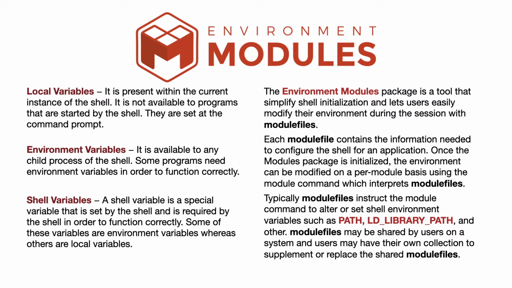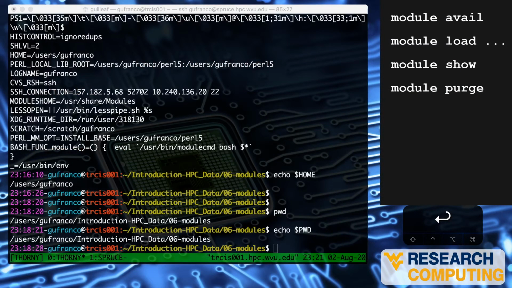LD_LIBRARY_PATH: some executables contain their functionality in separate libraries. They are linked during runtime, so you need the location for those dynamic libraries to be visible when you execute the program. So all those adjustments are done behind the curtains when you are loading the module. So let's go back to our terminal demonstration and we will see that more clearly.